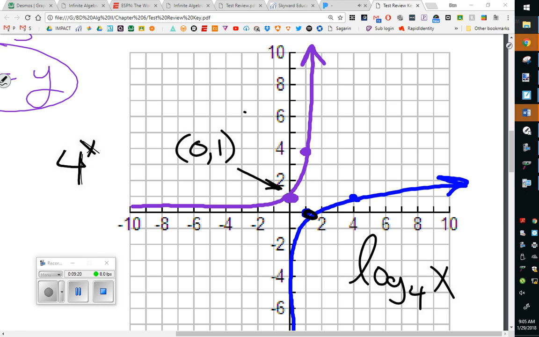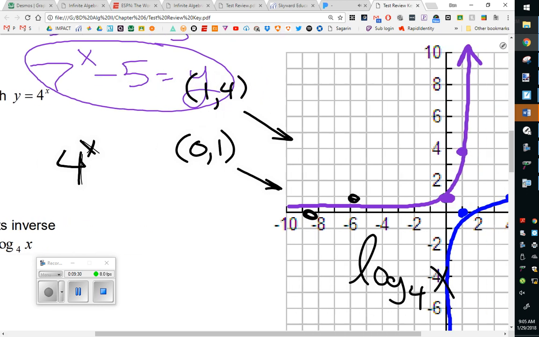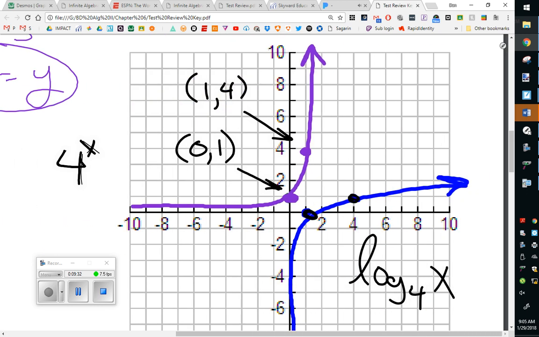And that point right there is 1, 4, and that point right there is 4, 1. They always kind of look the same. I could have made an XY chart if I needed it, and then I finished from there. Questions on 6?